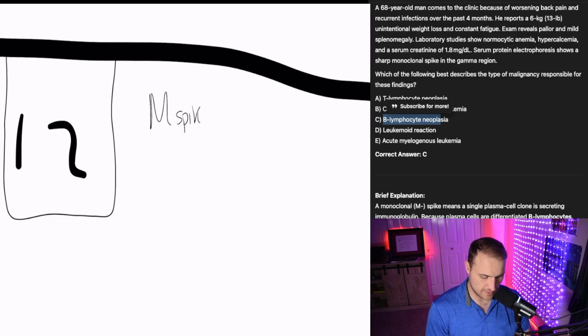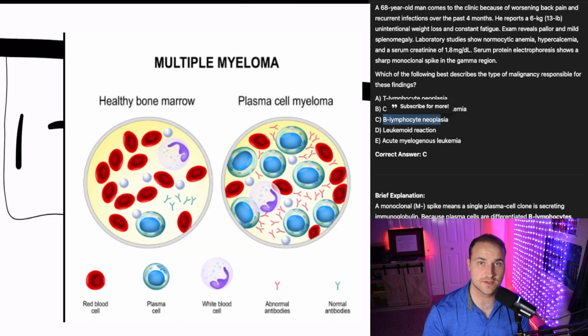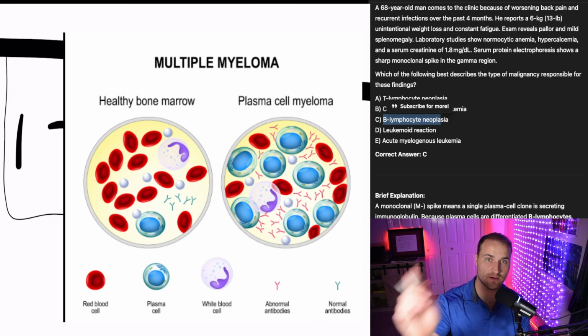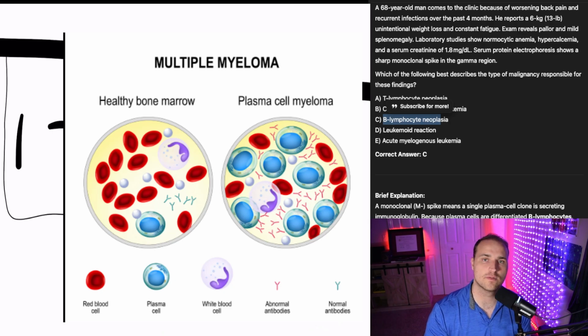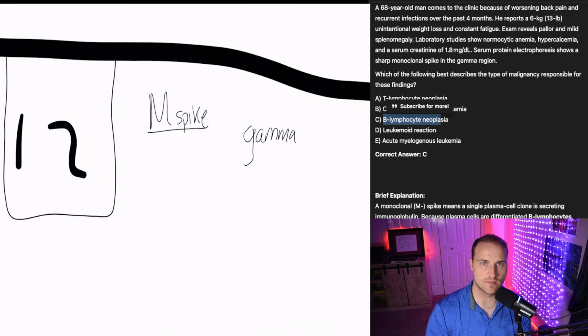So we need to know what on earth an M spike is to answer this question. It's a sharp peak seen on serum protein electrophoresis in the gamma region. It means a single clone of plasma cells or B-derived cells is making a huge amount of one type of immunoglobulin, or at least part of it. Normal people have many clones making many antibody types, so the graph is always going to be smooth. But an M spike means that one clone is overproducing. So it's a monoclonal gammopathy.